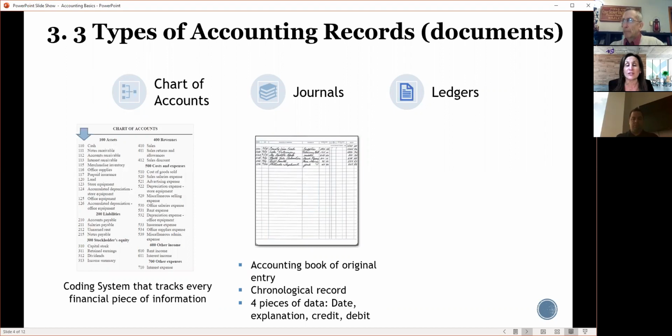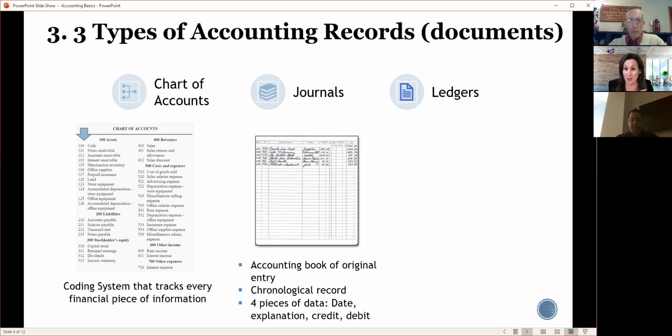So Dear Diary, the first entry that you put in, and when we put information into the journal, it's in chronological order. So today is April 1st, and I bought something, and that's how I start to transact that information. The thing about the journal is that there are 4 pieces of information that get entered for every transaction. So the date, because it's done in chronological order, and then the explanation, whatever that transaction was. I bought something, I paid something, it's an asset, whatever it is. And then there's a credit and a debit associated with each one of those records.